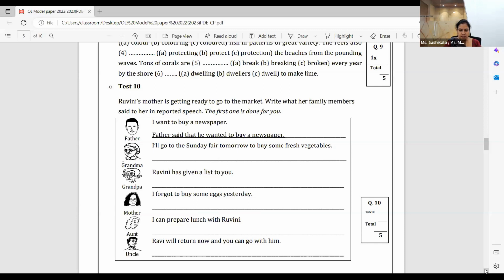Now want becomes the simple past. The present simple becomes simple past when changing that into reported speech. Father said that he wanted to buy a newspaper. But here now you can see to buy is there. It's not a main verb. So therefore we don't change the infinitives when changing the sentence into reported speech. So father said that he wanted to buy a newspaper.